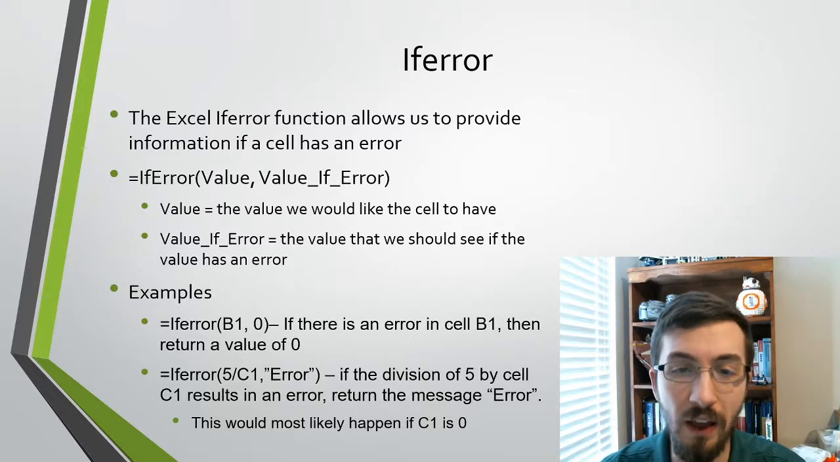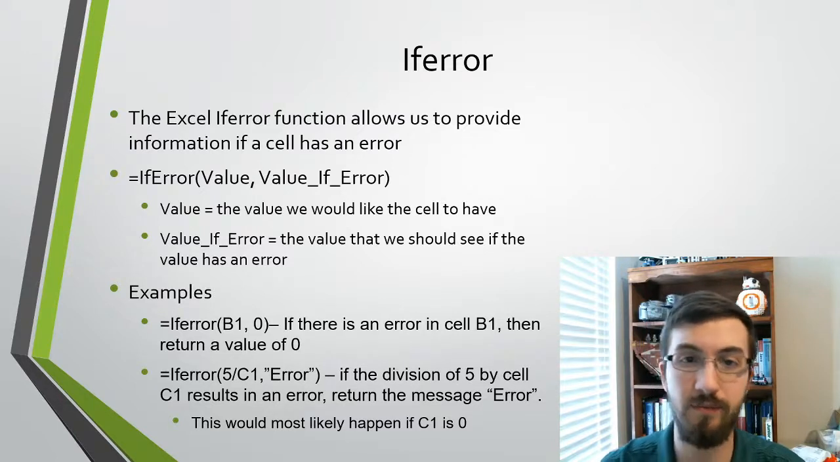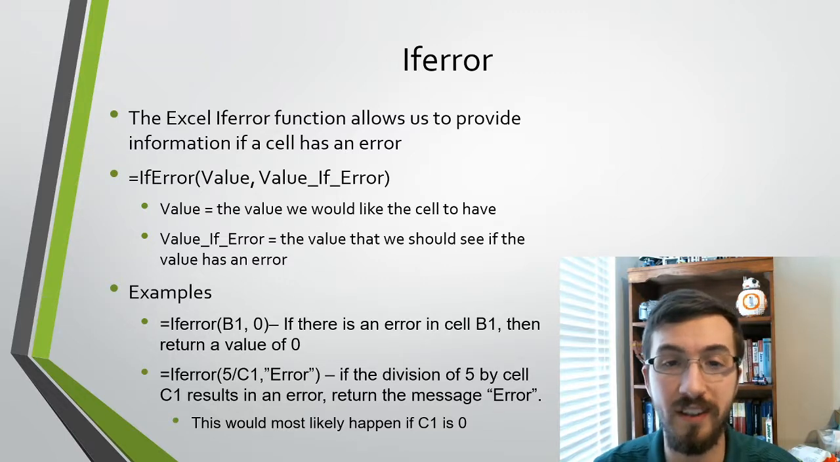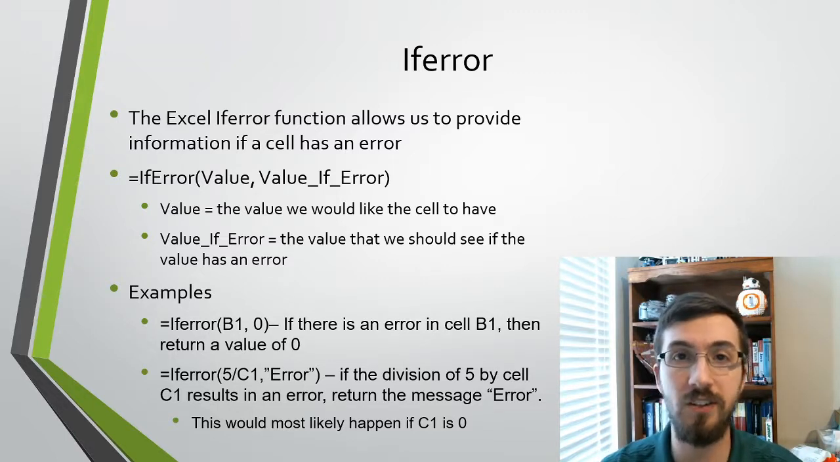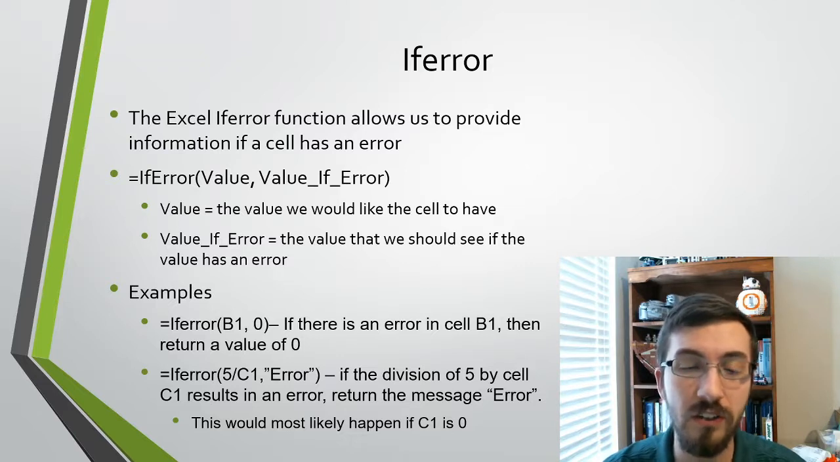So value is the value that we would like the cell to have. Maybe that's some value taken from another cell. Maybe that's a formula that we want the cell to have, but maybe there's a chance for an error. And so if that's true, then we're going to use the value_if_error argument, which says the value we should see if we have an error. So let's look at examples to make it make more sense.